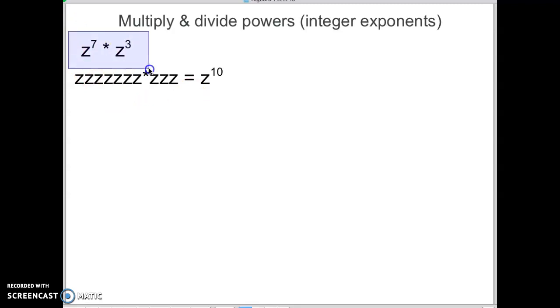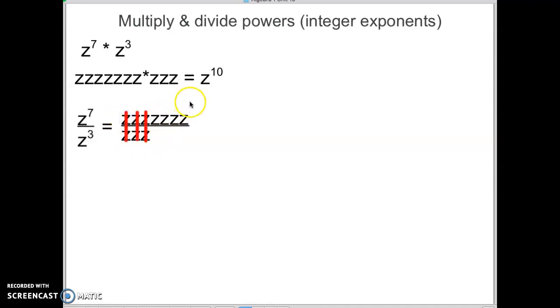So if we multiply them this way and they add together, what do you think happens if we write it this way? We've got z to the 7th on the top, z to the 3rd on the bottom. You might agree that this would be like 7 z's on the top, 3 z's on the bottom. And what would 3 of the z's on the top and the bottom do to each other? They would cancel each other out. So ultimately, how many z's do we have left over? We have z to the 4th. The 7 and the 3, how did we combine them to get to the 4? We subtracted. So when you're doing it in this direction, you add them to get to here, and when you're doing them in this direction, you subtract them to get to here.